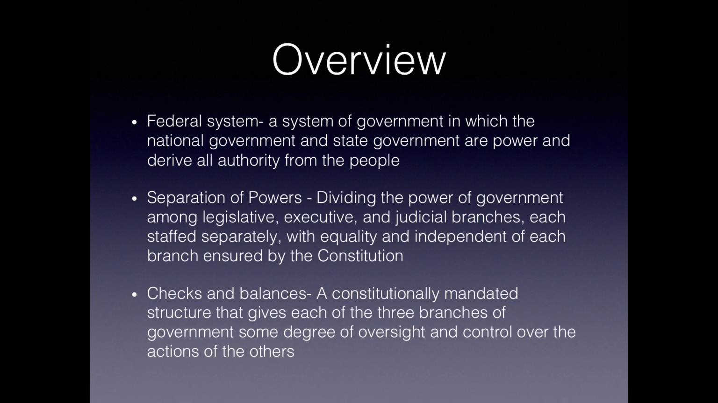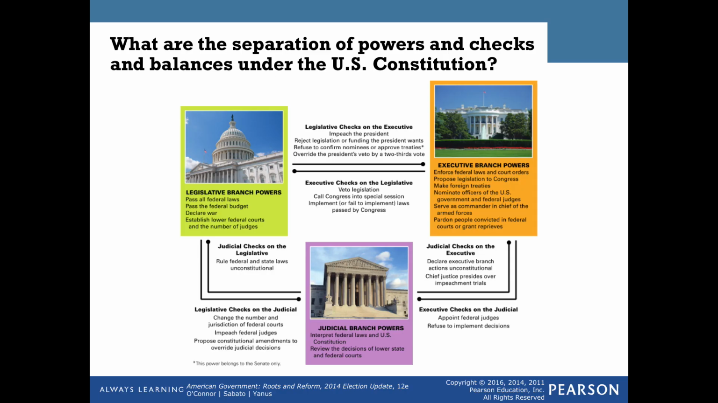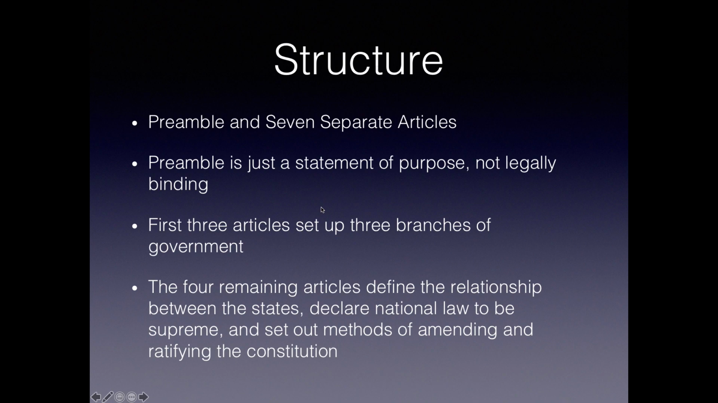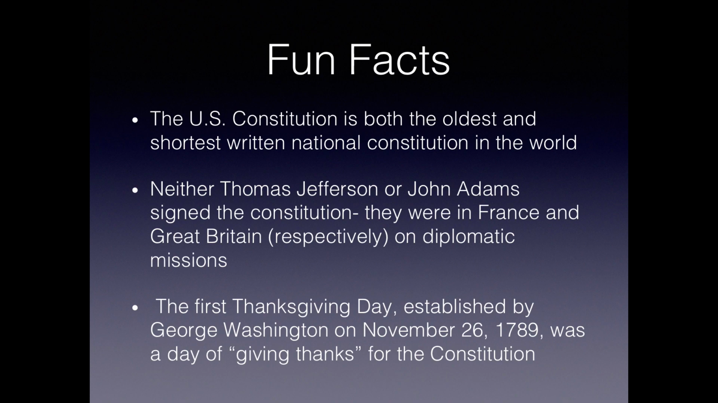And it supplied this system we talked about of checks and balances, where they got to look over each other's shoulders and make sure they were doing their jobs and no one got too powerful. So we talked about this, separation of powers, all of that. So structure. How is the Constitution structured? Well, there's a preamble and 7 separate articles. What is a preamble? Preamble is a pretty statement of purpose. It doesn't really have any legal force. The first 3 articles of the Constitution are probably the most important for our purposes because they set up the government. The 4 remaining ones talk about the relationship between the states, national law, and how to amend and ratify.